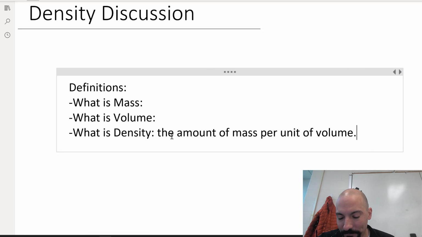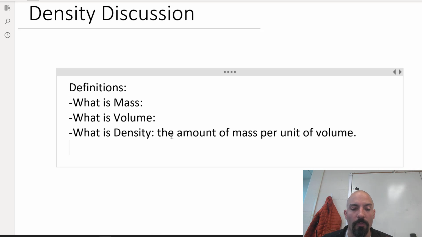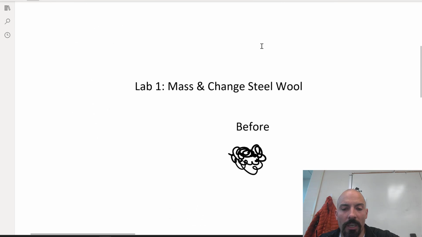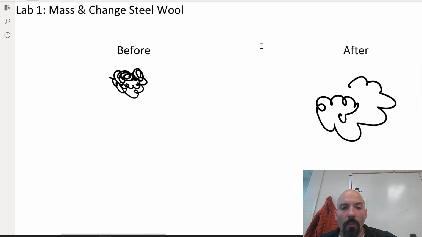That's a fine definition, but another word that you might want to consider is compactness: how compact the particles are inside of a substance. We've already kind of talked about this when we represented a change in our mass lab. When we talked about the steel wool in the mass and change lab, we started off with a small compact piece of steel wool that had a given mass.